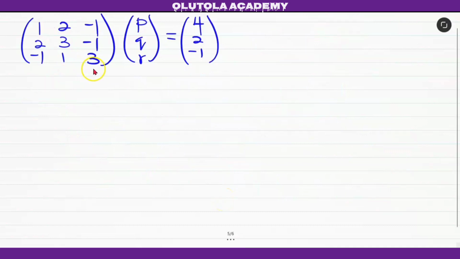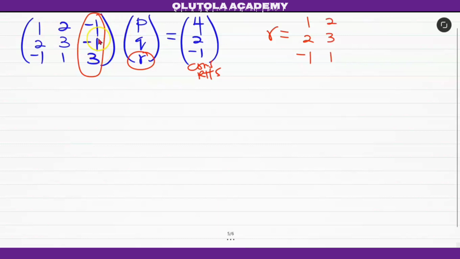Okay, for R now, I'm going to replace this column with this constant on the right hand side of the equation. R equals 1, 2, negative 1, 2, 3, 1. Then I replace all of this with this. I will have 4, 2, negative 1. Then I find its determinant and divide it with the determinant of the coefficient matrix.